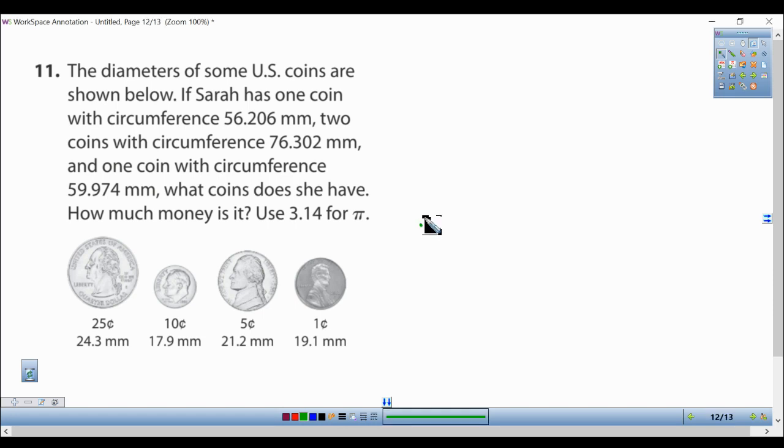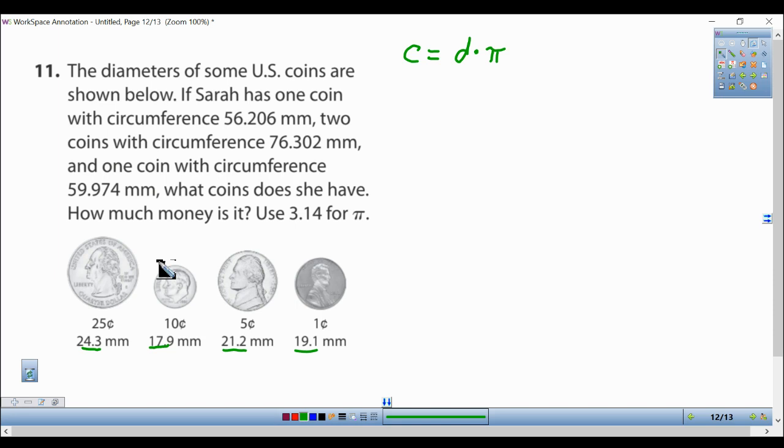So first, we're just going to find the circumferences. This is the formula for circumference. The circumference is equal to the diameter times pi. It says the diameters of some US coins are shown below, so these are the diameters of each coin. All I have to quickly do is find the circumference of each circle.